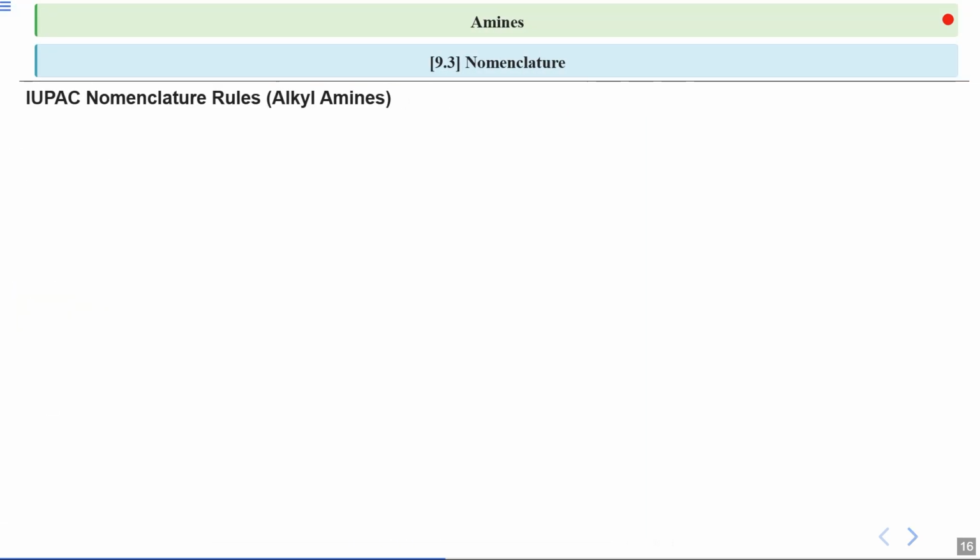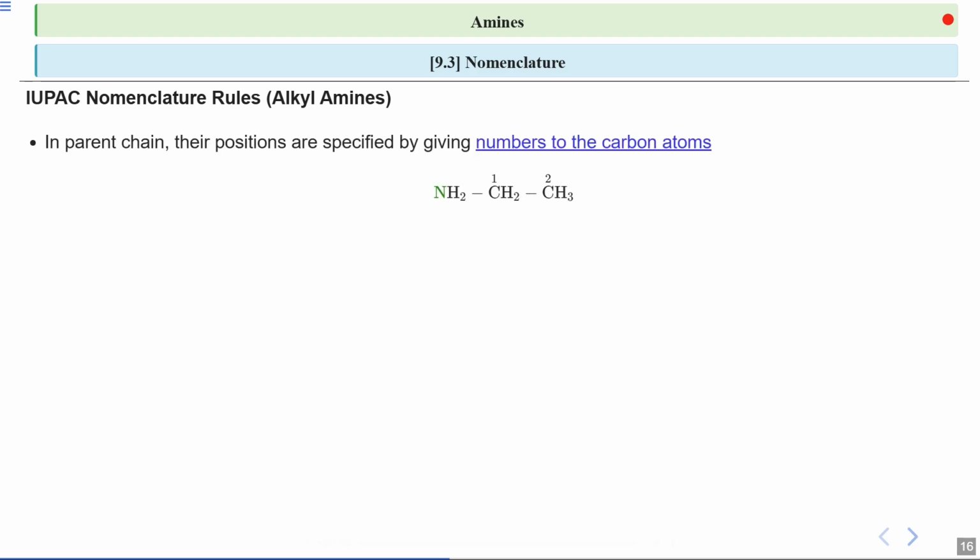Now students, we will look towards the nomenclature. How are we naming these compounds? First, we will see alkyl amines. First, notice the parent chain. In the parent carbon chain, we assign a number to each carbon atom. The numbering helps us specify exactly where the amino group, that is the NH2 group, is attached. So if you see over here, I have done the numbering 1, 2. So it is specifically showing that the NH2 group over here is attached to the first carbon.